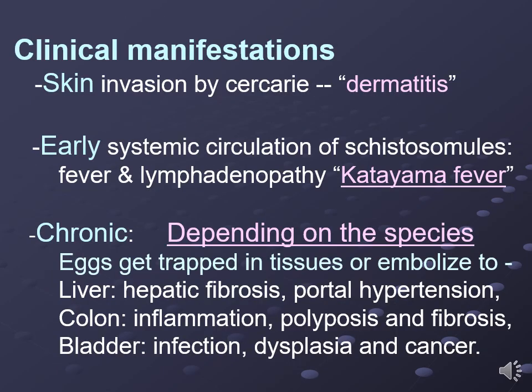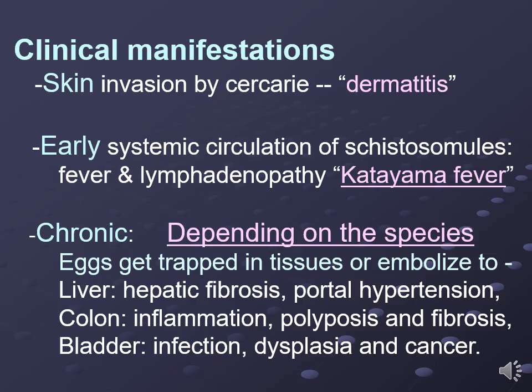Clinical manifestations. Upon acquiring the infection, with skin invasion by the cercariae, there will be a localized dermatitis, sometimes referred to as swimmer's itch. So if you swim in the Nile and a few hours later you have itch in the skin with some lesions that reflect an allergy, think of schistosomiasis and dermatitis, or swimmer's itch of schistosomes.